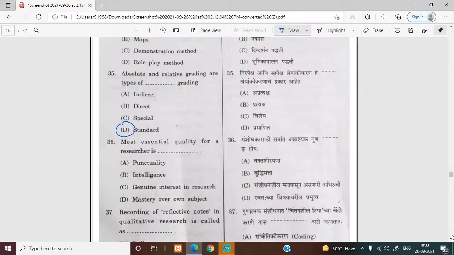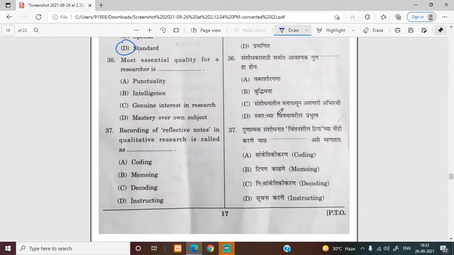Question 36. The most essential quality for a researcher is punctuality, intelligence, genuine interest in research, or mastery over own subject.